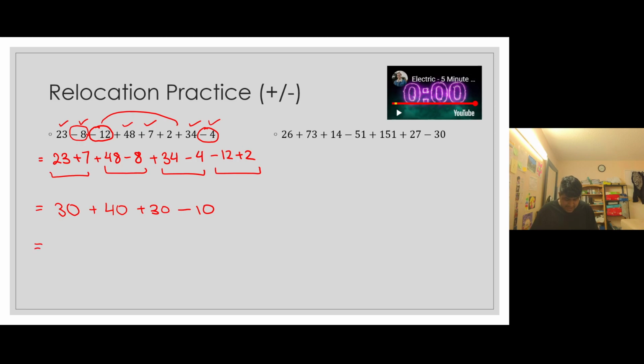And then you just go ahead and add this up. 30 plus 40 plus 30 is very common. It's just 100. Again, you can do 30 plus 30, which is 60, and then you add in the 40 later. It's just a good thing to keep in mind. And then 100 minus 10 is equal to 90, which is going to be our final answer in this case.